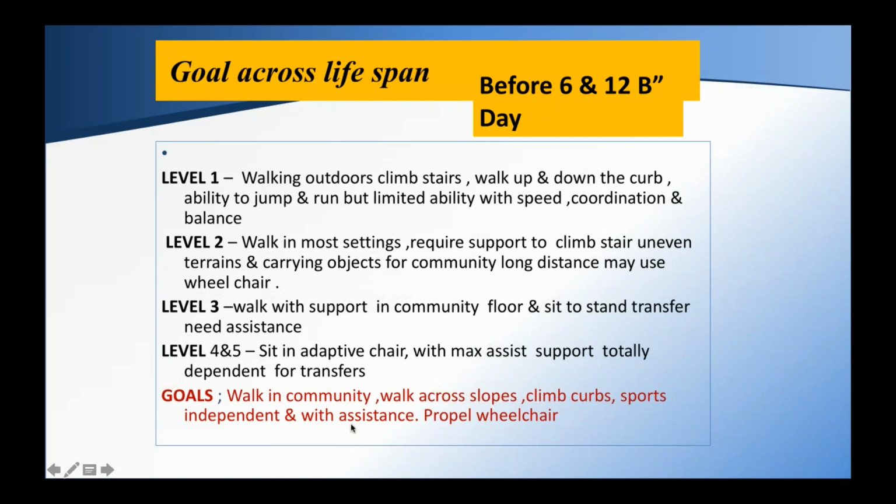But for 3 and 4, you're really going to look at, can 3 propel a wheelchair? Can he use his hand well? Can he literally use a motorized wheelchair, which makes his life easy? Can he transition everywhere? And 4 and 5 will be supported a lot.